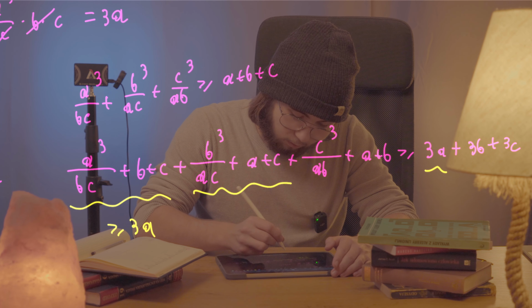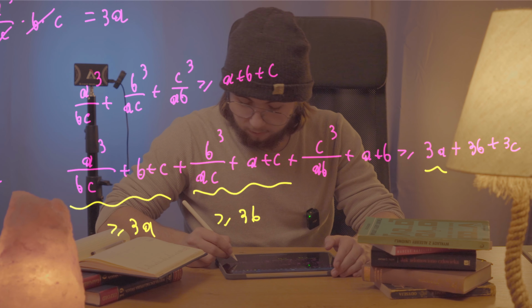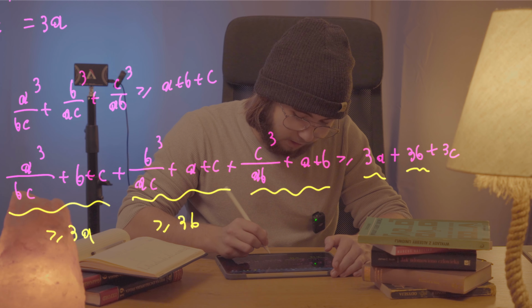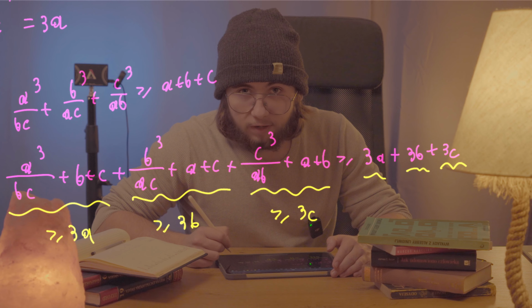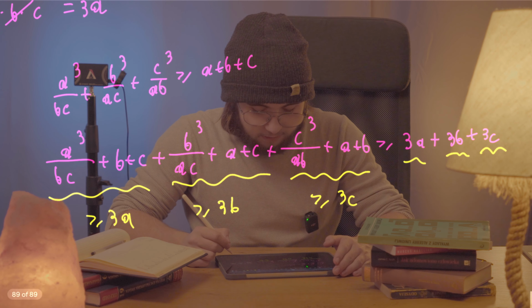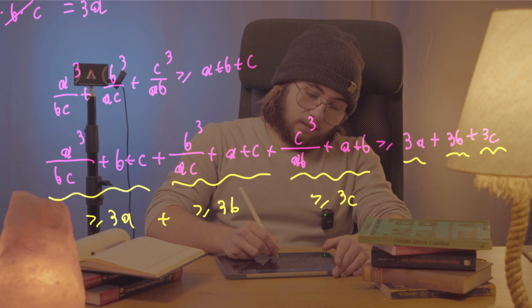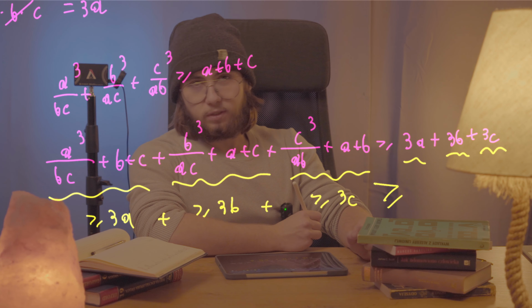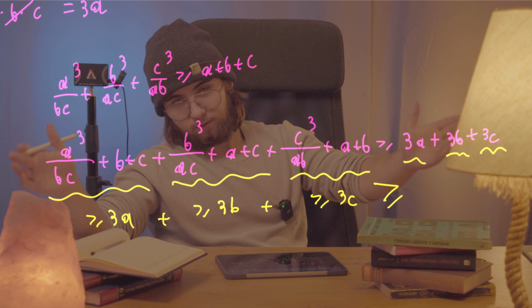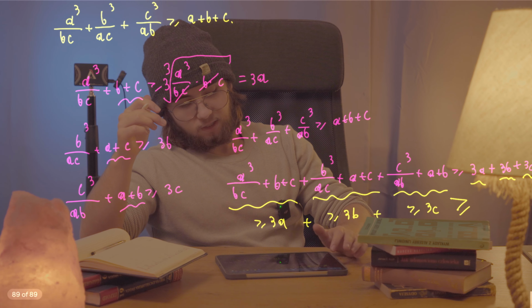This guy is going to be greater than or equal to triple the b, so the guy right here. And this guy right over there is going to be greater than or equal to triple the c, so the guy over here. And so we see that if we sum those guys up, it is clear that this entire thing is going to be greater than or equal to the right hand side, and so we have our inequality proven.